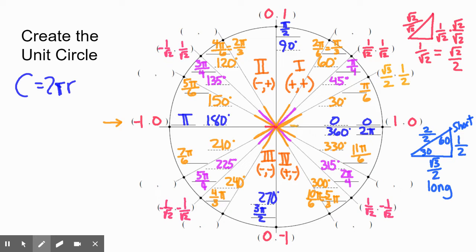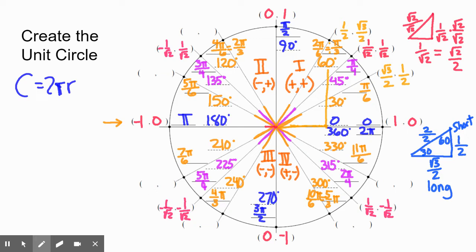Now, if we go up to 60 degrees, we can see the x-coordinate is the short one, right? If I make a little triangle like this, so that's the 30, 60, 90 up to there, right? So now we can see that the x-coordinate is the short one and the y-coordinate is the long one. So the x-coordinate is going to be 1/2 and the y-coordinate is going to be the square root of 3 over 2.